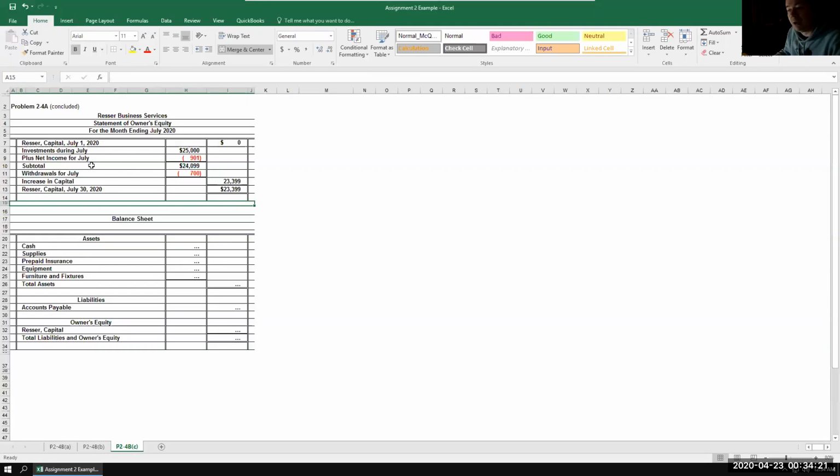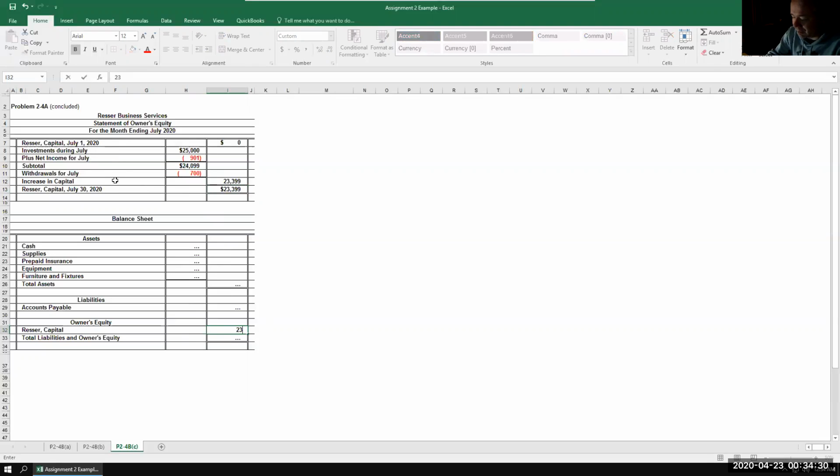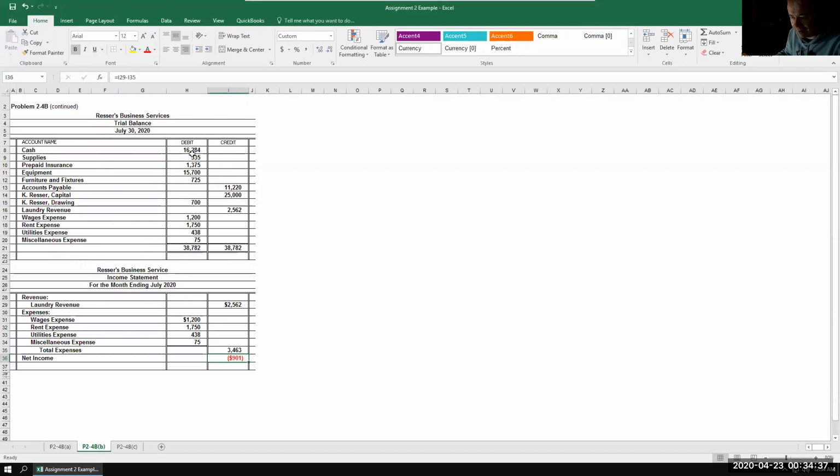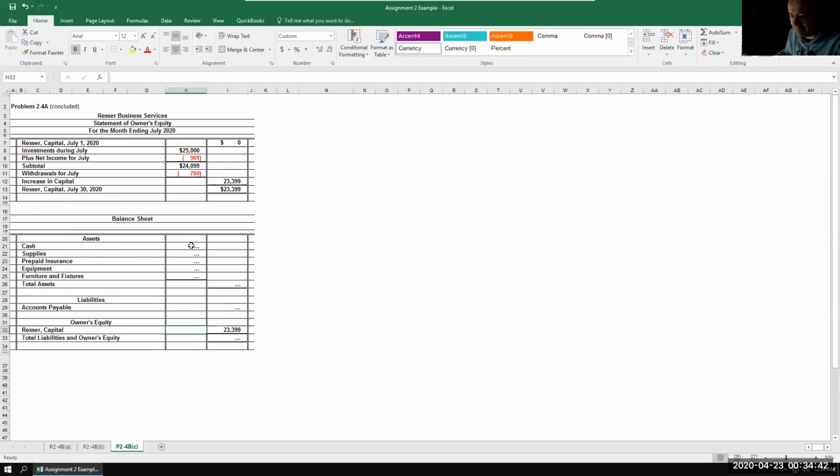Okay, so now we always do the statement of owner's equity second because we need this final capital amount for the balance sheet. Now I'm just going to go ahead and move this down here. $23,399. And now I'm going to pause the video once again to bring over all of our totals from the trial balance to the balance sheet. This is just going to be simply me moving those numbers over. Okay, as you can see, I've moved them over. And now we're going to check to see if our balance sheet remains in balance.